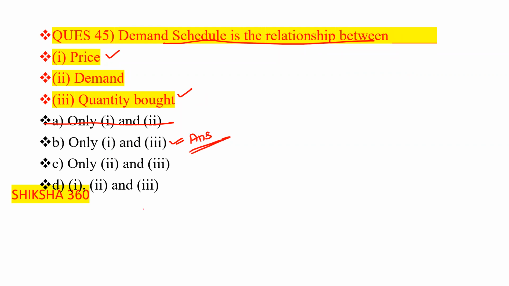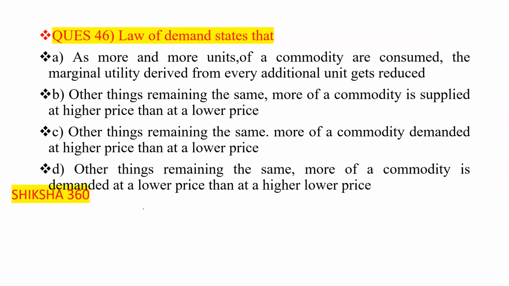Option number B is the answer here. That is price and the quantity bought. So option number B is the correct answer here. Now move to the next question. Question number 46.